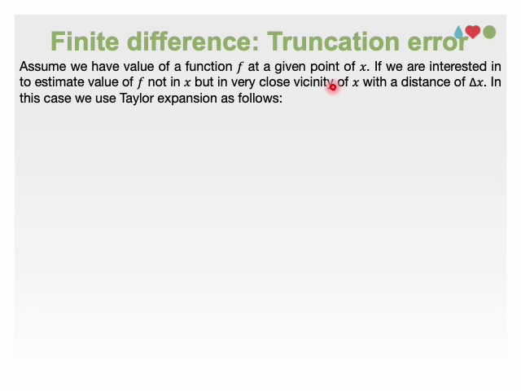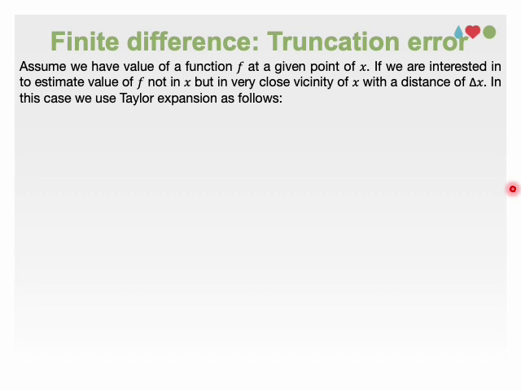The truncation error can be calculated as the difference between the exact value of the derivative and its finite difference approximation. The magnitude of the truncation error depends on several factors, such as the size of the discretization interval, the order of the approximation scheme, and the smoothness of the function being approximated. In general, the truncation error decreases as the discretization interval delta x becomes smaller and as the order of the approximation scheme increases.